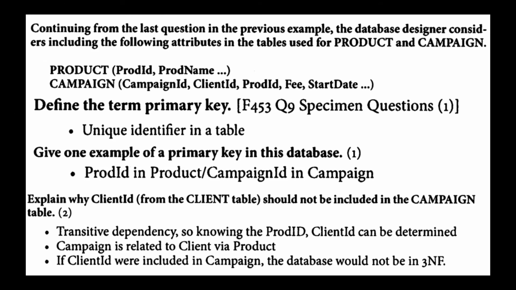So transitive dependency, I'm not sure what that is. So client is related to client via the product. If the client ID were included in campaign, the database would not be in third normalized form. So I'm going to try and remember the 2 bottom ones.